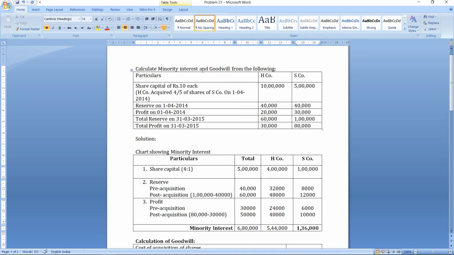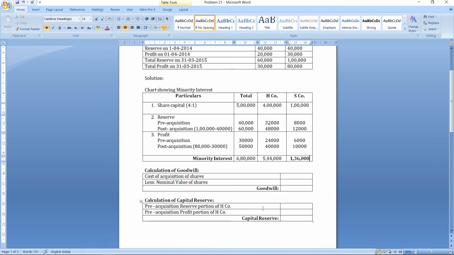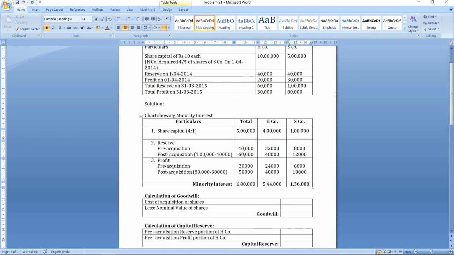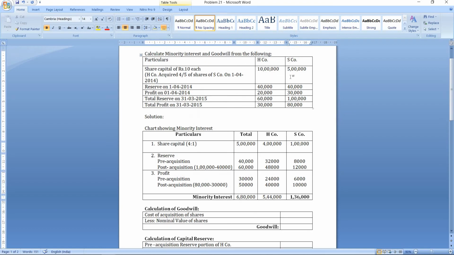They have also asked you to calculate goodwill. So let us now start with the calculations of goodwill. For goodwill, first we have to take cost of acquisition of shares. Here you can see they have not given us cost of acquisition. They have just mentioned that H company has acquired 4/5 of the shares. So you have to take the share capital and take 4/5 of that. Share capital is 5 lakhs. 4/5 of 5 lakhs will be 4 lakhs. So cost of acquisition is 4 lakh.